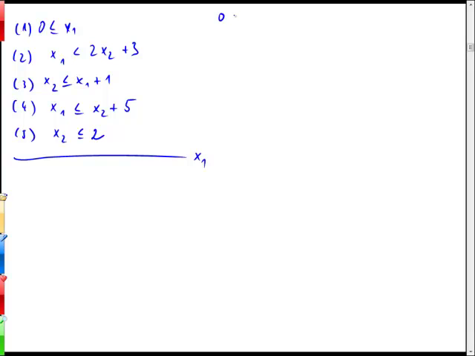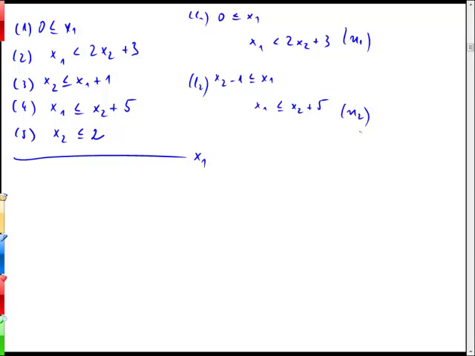What does it mean? Equation 1 is directly a lower bound. Equation 2 also gives directly the bound. This is an upper one and a strict one in this case. 3 gives a lower bound. 4 gives an upper bound. And 5 does not contain x1. So this is the lower bound 1, this is the lower bound 2, this is the upper bound 1, the upper bound 2. And I need all combinations.